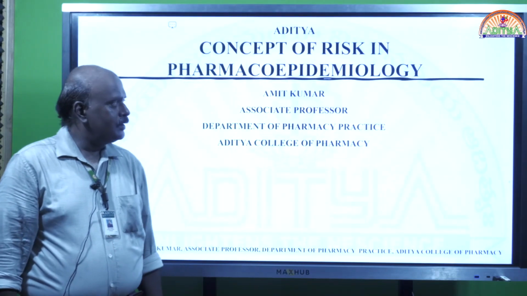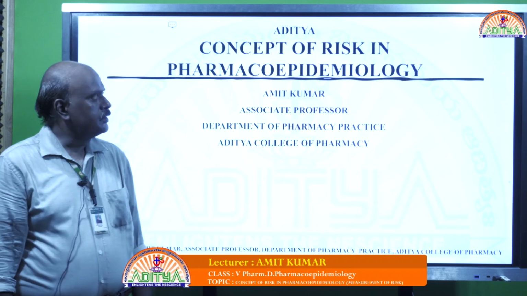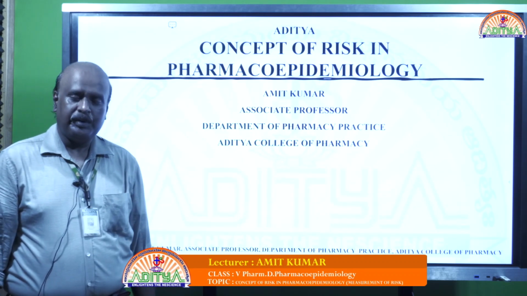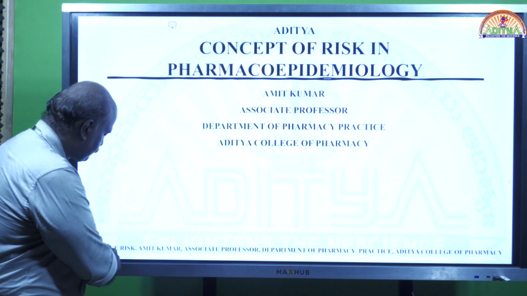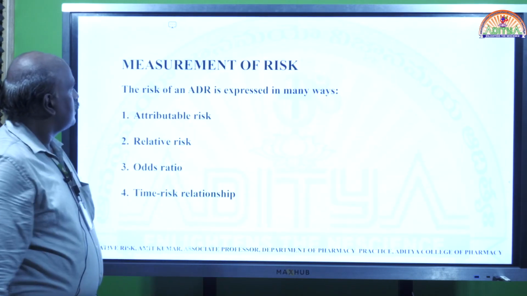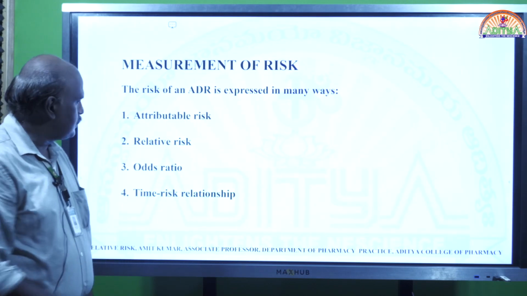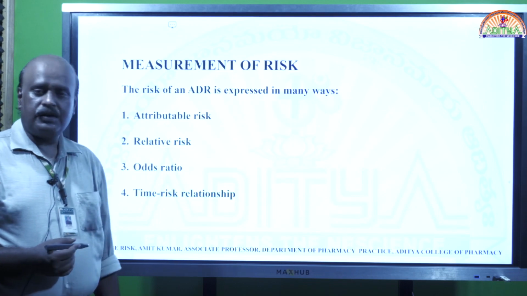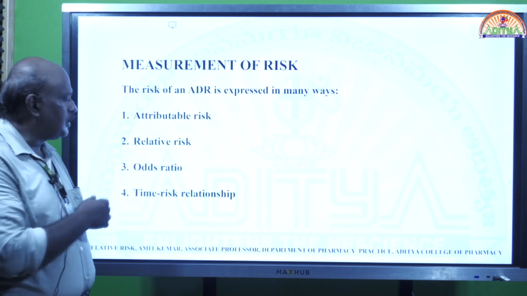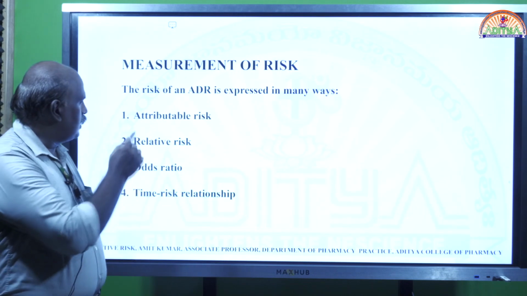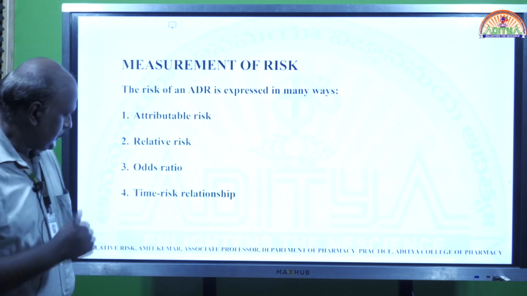Hello everybody. Since the last few classes I am taking the topic of concept of risk in pharmacoepidemiology, and in that, till now I discussed that the risk of an ADR is expressed basically in four different ways: attributable risk, relative risk, odds ratio and time risk relationship. Out of these four, I will explain attributable risk and relative risk. I need to start today.